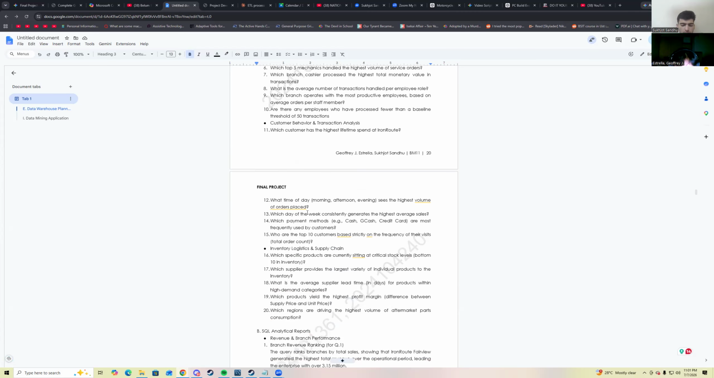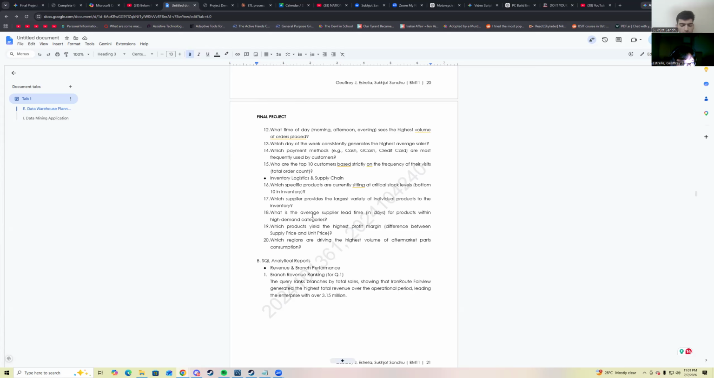And finally, we have inventory logistics and supply chain. So the data warehouse allows us to catch critical stockouts before they can happen. So we calculate our true margins on aftermarket parts and hold suppliers accountable by tracking their average lead times.